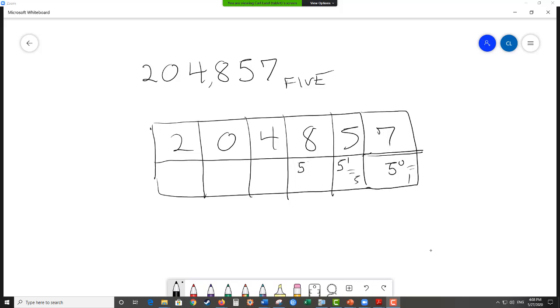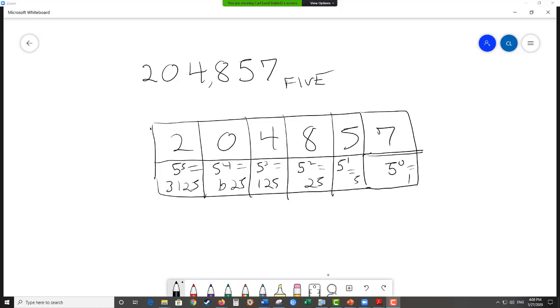I have 5 squared, which is 25. I have 5 cubed, which is 125. I have 5 to the fourth, which is 625. And I have 5 to the fifth, which is 625 times 5, which is 3,125.